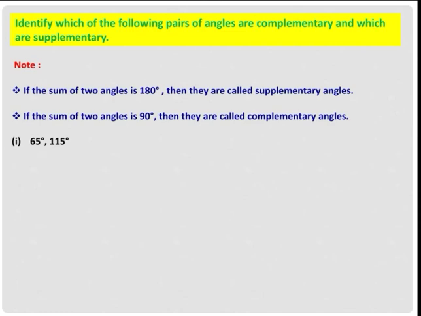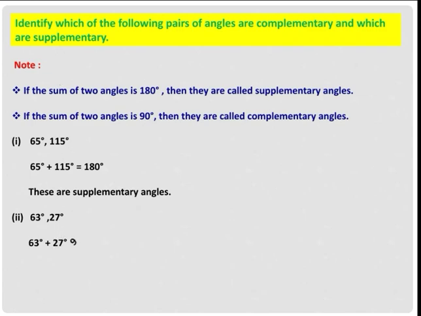We have to add these two angles. 65 degree plus 115 degree is equal to 180 degree. So the addition is 180 degree. We can say that these are supplementary angles. Here 63 degree and 27 degree. Just add them. 63 degree plus 27 degree is equal to 90 degree. So we can say that these are complementary angles.